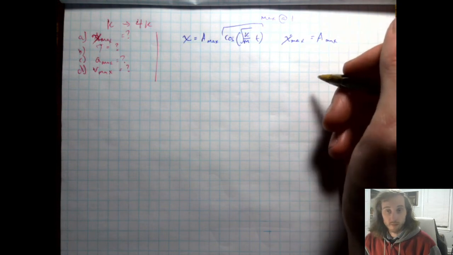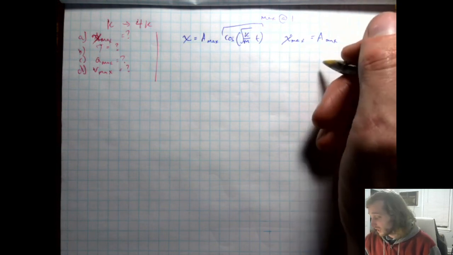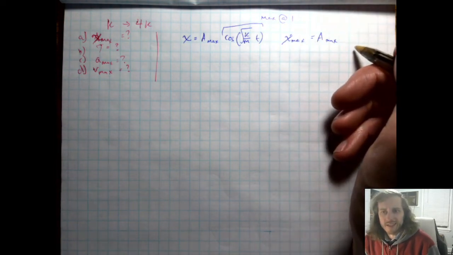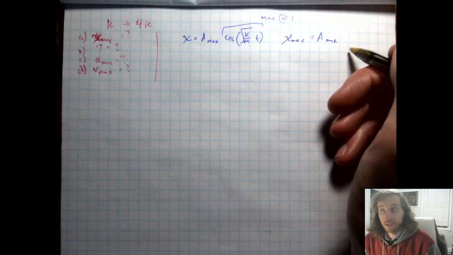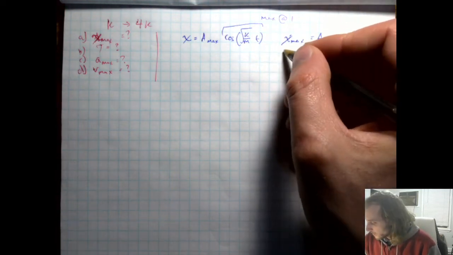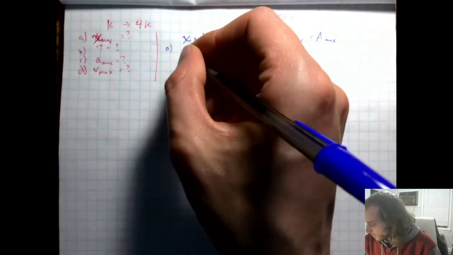Which means k doesn't factor into that. It's not part of it. X max isn't proportional to k. They're still pulling it back the same distance, and so it's still going to go back and forth between, well, the same distance. So that tells us that for A, there's no change.